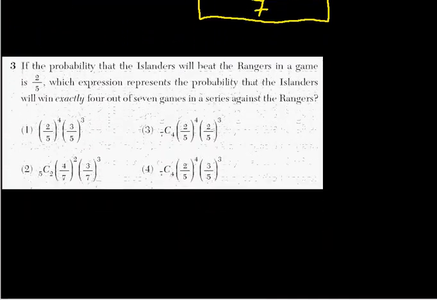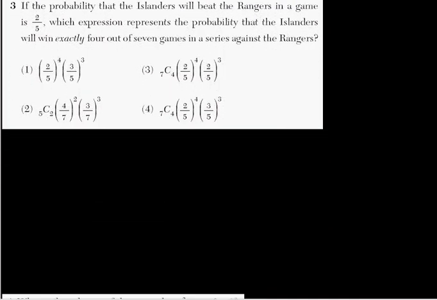All right, question number 3. It says, if the probability that the Islanders will beat the Rangers in a game is 2 to 5, which expression represents the probability that the Islanders will win exactly 4 out of 7 games in a series against the Rangers? So we want them to win exactly 4 out of 7 games in a series against the Rangers.